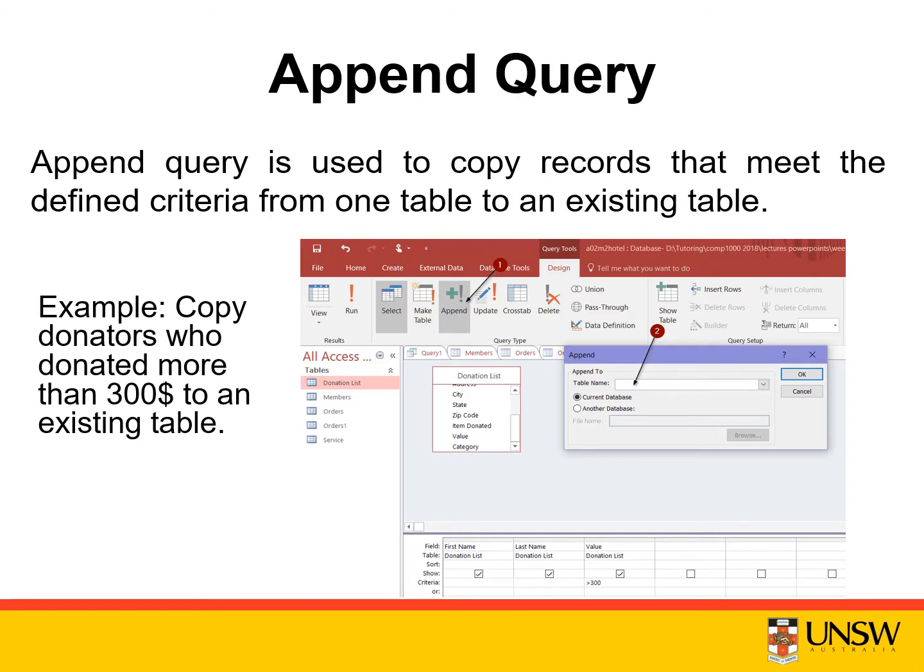The last type of action query is append query, which is similar to make table query. The only difference between append and make table query is that append query copies the records to an existing table with the same fields, but make table query creates a new table, then copies the records.